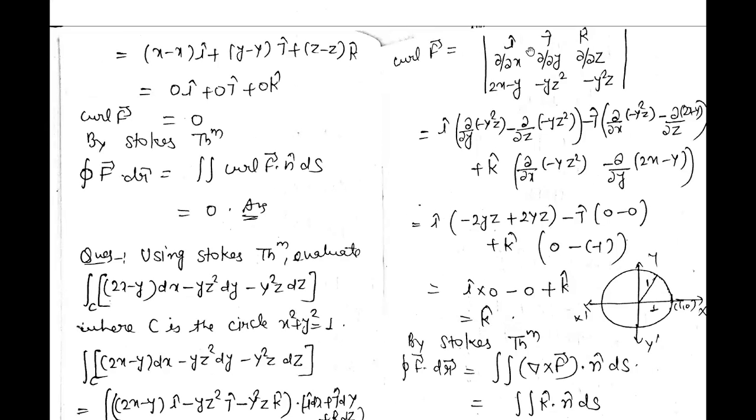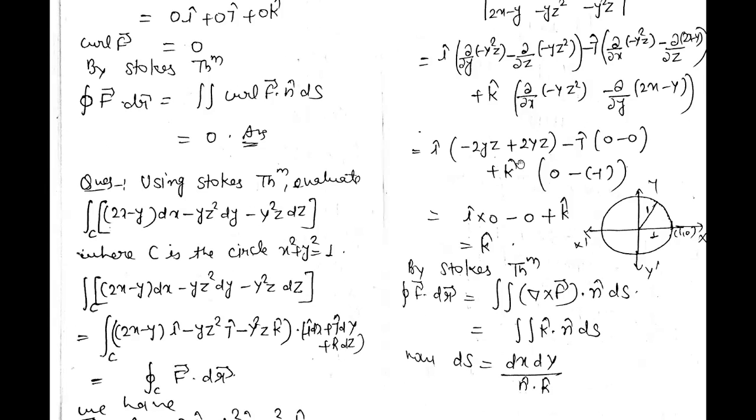Now after getting f vector, next step is to calculate curl of f vector. So curl of f vector means i j k, del upon del x, del upon del y, del upon del z. Coefficient of i is 2x minus y. Coefficient of j is minus yz square, and coefficient of k is minus y square z. Right, now just calculate curl of f vector. So you are getting curl of f vector as k cap here.